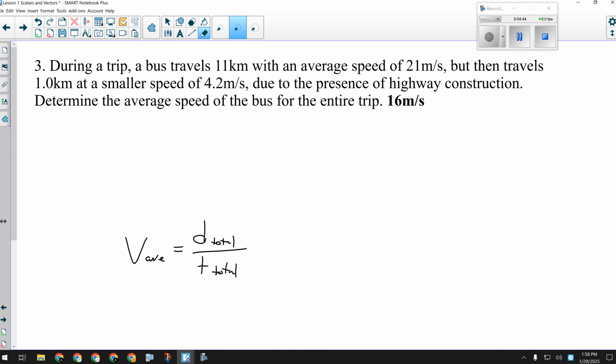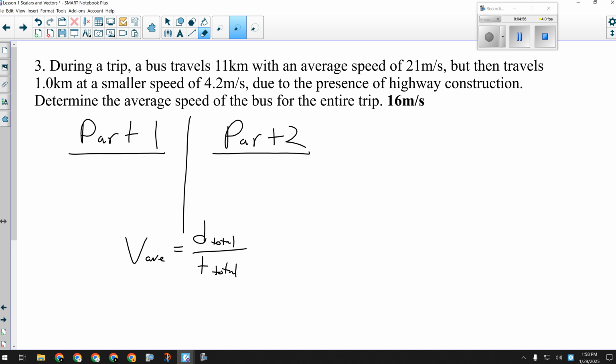All right, here is what I would do. As part of writing down my givens, I would break this up into the different parts of the trip. There are 2 parts to the trip, and since I know I'm going to be looking for the average velocity or average speed, I know I'm going to need these 2 things. So I'll make another column that I will call the totals. I know I'm going to need the total distance and the total time.